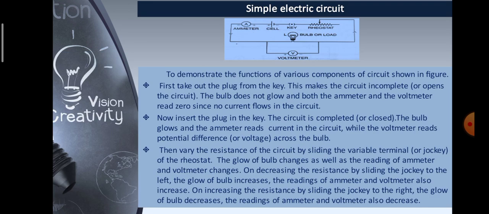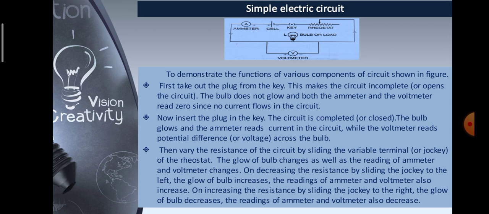To demonstrate the function of various components of circuit shown in figure, first, take out the plug from the key. This makes the circuit incomplete or opens the circuit. The bulb does not glow and both the ammeter and voltmeter read zero since no current flows in the circuit. Now insert the plug in the key. The circuit is completed or closed. The bulb glows and the ammeter reads current in the circuit, while the voltmeter reads potential difference or voltage across the bulb.